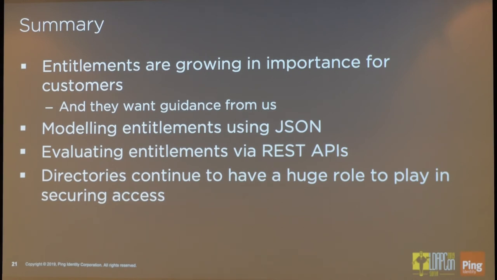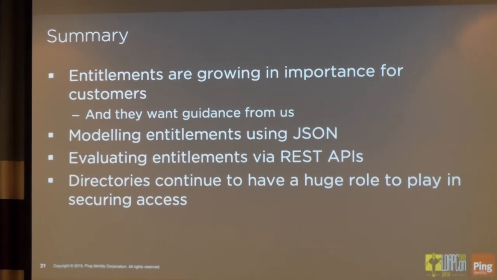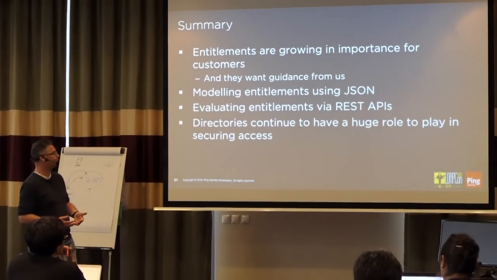I think modeling entitlements using JSON is a great idea. And you can see the steps and the things that we've done there to enable that. Of course, I would say that because I've got a product that models JSON natively. But it's not the only way, though it certainly is a good way of doing it. Evaluating entitlements via REST is a good way as well, just because of the application landscape now and the ability then to use that in, say, a microservices architecture and so on.